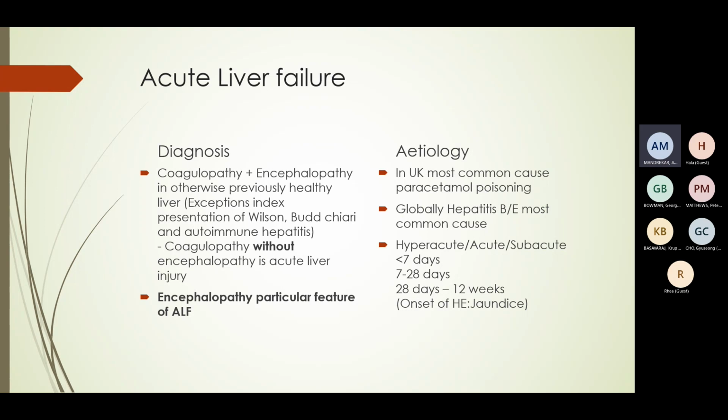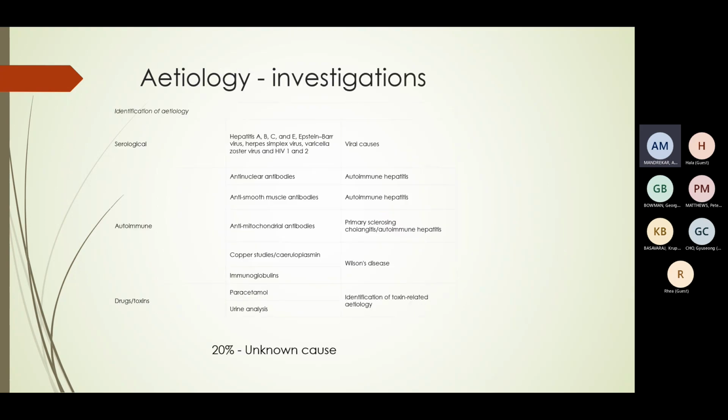The categorization of that, whether it's hyperacute, acute, or subacute, is purely based on the diagnosable onset of the encephalopathy compared to the jaundice. So hyperacute is within 7 days, acute 7 days to a month, and then subacute is beyond a month up to 12 weeks. Particularly key is that encephalopathy.